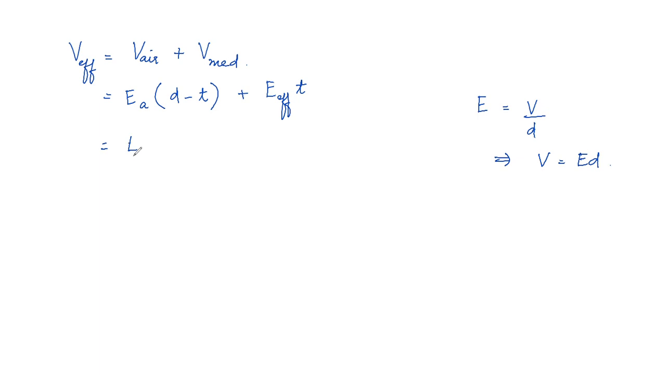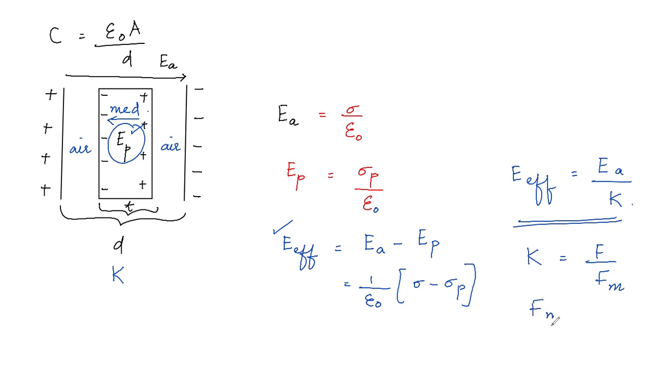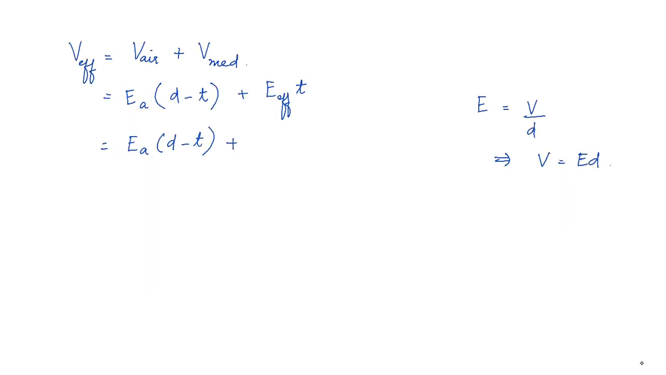So this becomes EA into d minus t, plus E effective into t. How can I write E effective? Sigma minus sigma p upon epsilon naught. Right, children? Now can I also write E effective as E applied upon K, where K is the dielectric constant? How did this come? Do you remember what we wrote in our previous class? What is K? F upon Fm. Right, children? Yes or no? Yes, auntie. So Fm is equal to F upon K, and F and E are directly proportional to each other, so E effective will be EA by K. So I will write this as EA upon K into t.